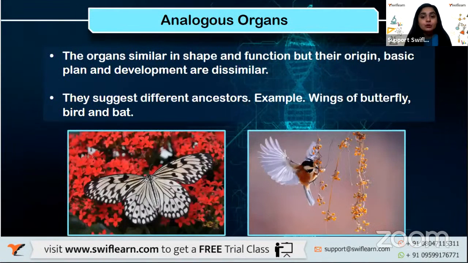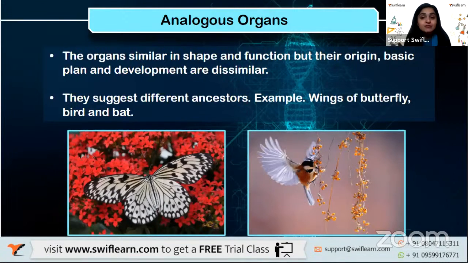Now, what are analogous organs? Right now, we were reading about the homologous organs. Now, moving to analogous organs. What are these? The organs similar in shape and functions, but their origin, the basic plan and development are dissimilar. They suggest different ancestors. Example, wings of a butterfly, bird, and bat.